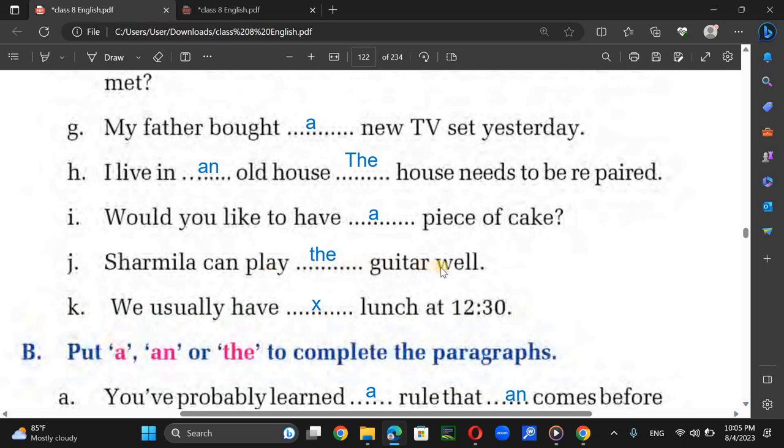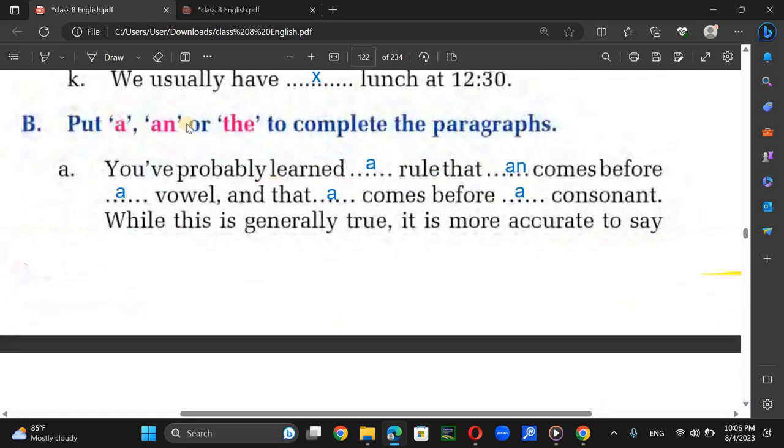Now J. Shamila can play the guitar well. So before musical instruments, we use the article the. Now K. We usually have lunch. So we normally avoid the use of articles before meals. So don't write anything here. Zero article.